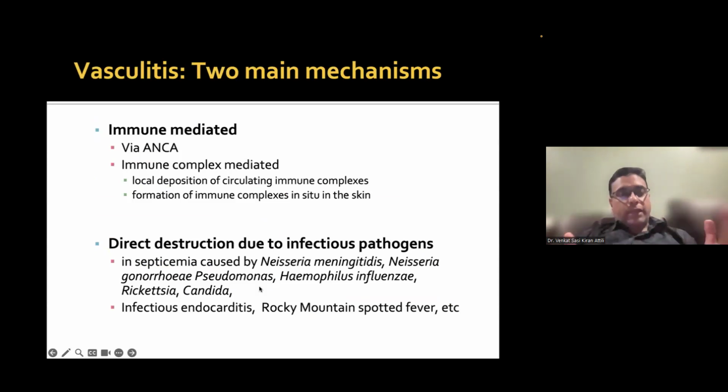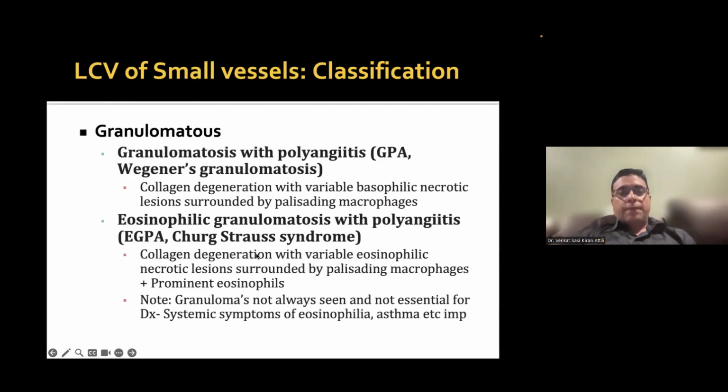Now, the two main mechanisms of vasculitis, which we discussed already earlier, are immune-mediated and direct destruction due to infectious pathogens, as in septic vasculitis. Now, small vessel vasculitis can again be classified into granulomatous and non-granulomatous. Of the granulomatous, you have granulomatosis with polyangiitis, GPA or Wegener's granulomatosis, where you see collagen degeneration with variable basophilic necrotic lesions surrounded by palisading macrophages. This is what forms the granuloma, okay?